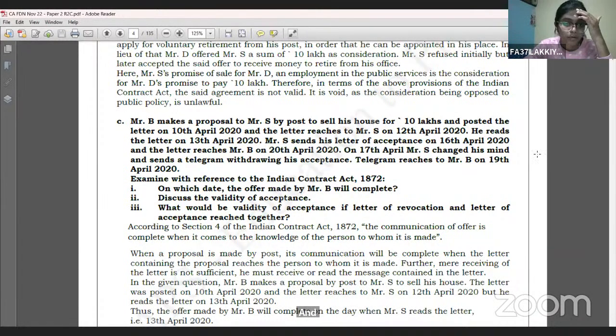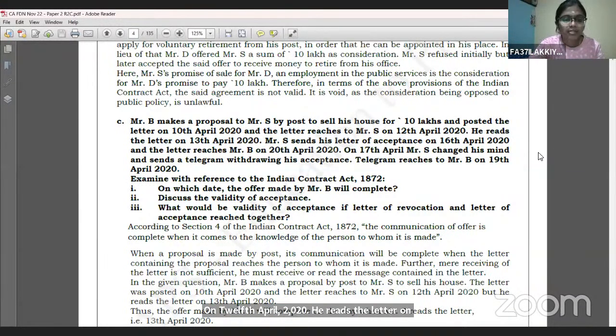Mr. B makes a proposal to Mr. S by post to sell his house for rupees 10 lakhs and posted the letter on 10th April 2020, and the letter reaches Mr. S on 12th April 2020. He reads the letter on 13th April 2020. Mr. S sends his letter of acceptance on 16th April 2020, and the letter reaches Mr. B on 20th April 2020. On 17th April, Mr. S changed his mind and sends a telegram withdrawing his acceptance. The telegram reaches Mr. B on 19th April 2020.